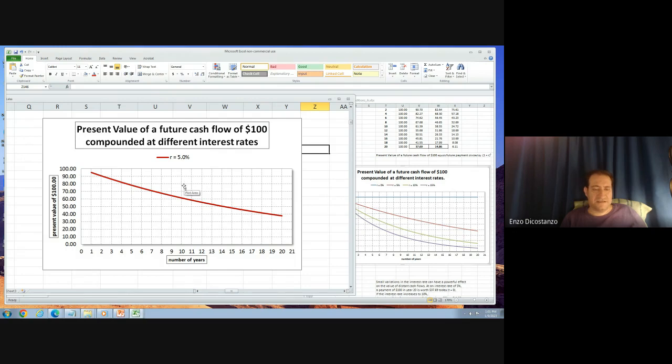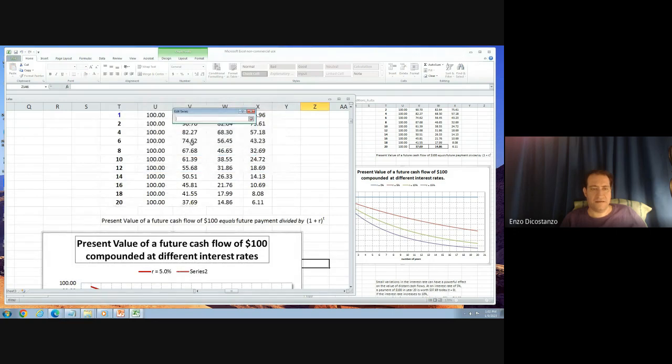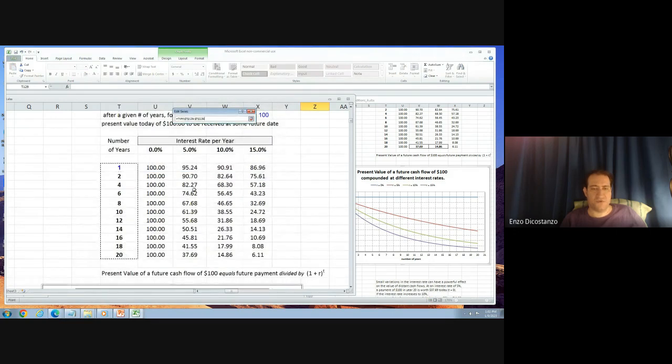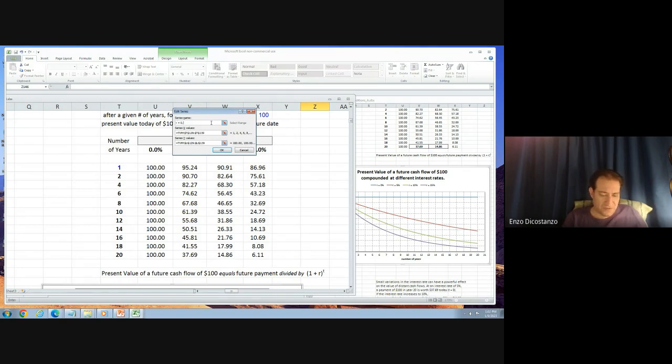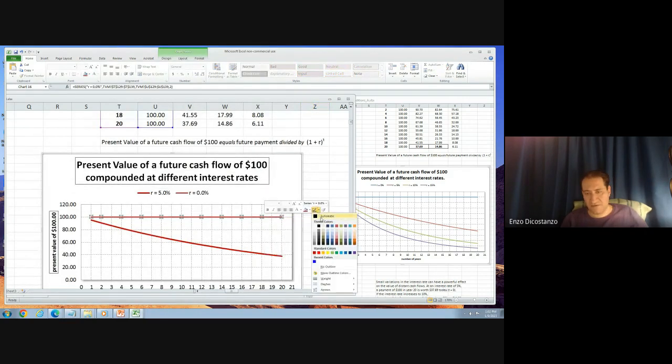on this, let's do right click, select data. We're going to add. This is the same 1 to 20 for the X. This is the 100, all those years. And this is R equals 0.0%. Okay, this is a blue one. So we can outline this in one of our blues if we want.